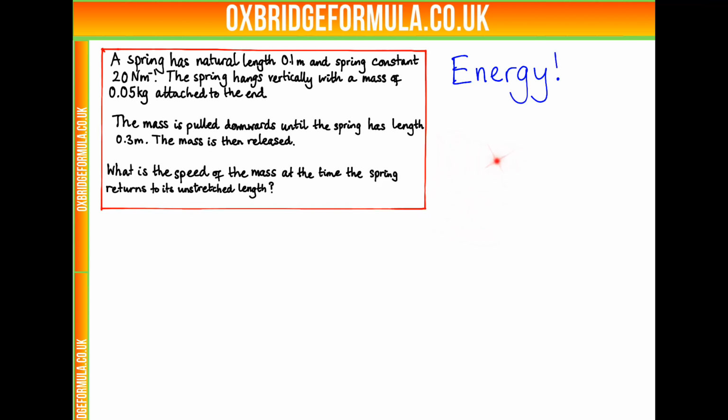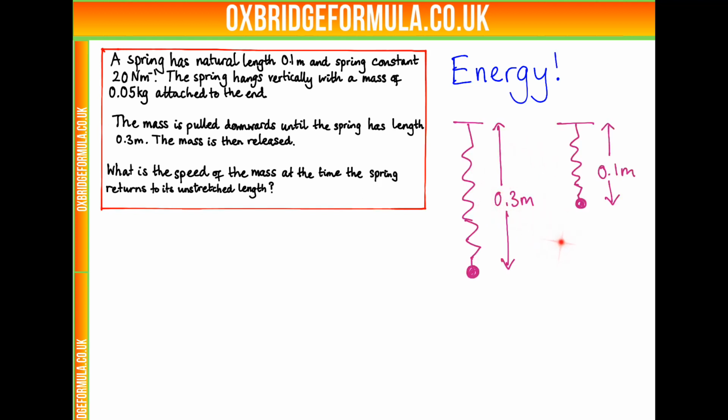In order to answer this and get a grip of the question, we should draw the setup like this. When it's pulled down to 0.3 meters, and then when it's at 0.1 meters, the unstretched length. We'll need to work out what energies there are at each of these points, and then be able to deduce the kinetic energy so that we can get the speed. For simplicity, at 0.1 meters, when it's unstretched, we'll take this as 0 GPE, so we can have the kinetic energy as the only energy here. So no elastic potential energy or gravitational potential.